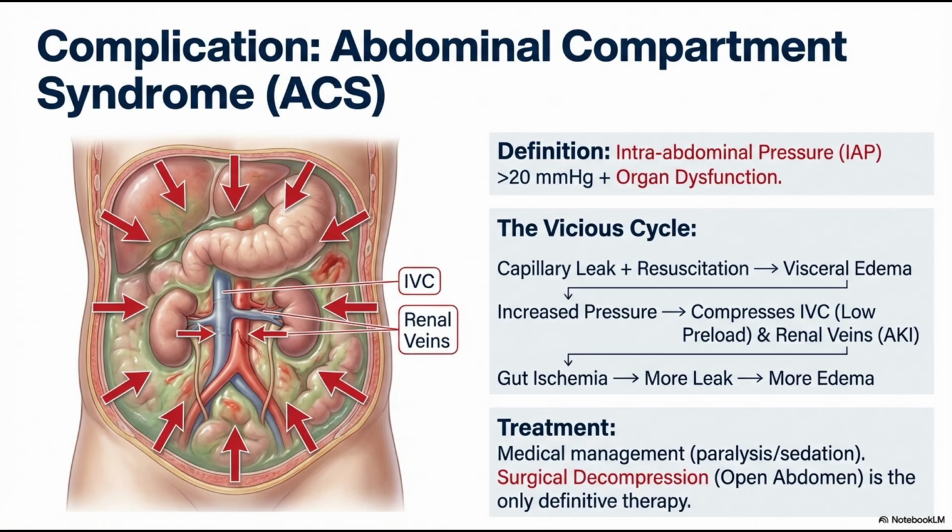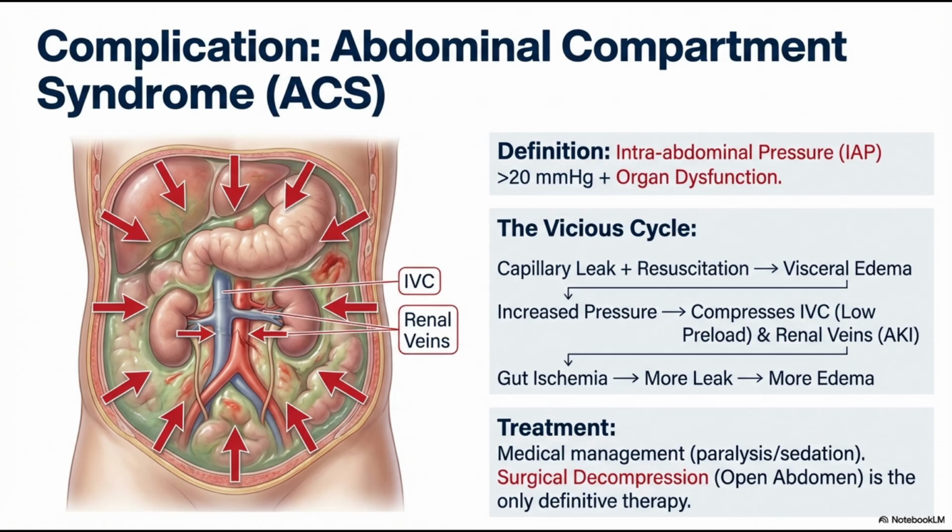I feel like this is often done wrong at the bedside. It has to be precise. The standard is bladder pressure. The patient must be supine. You measure at end expiration. You zero the transducer at the mid-axillary line, not the phlebostatic axis. And here is the key where everyone messes up. You instill a maximum of 25 milliliters of saline into the bladder.